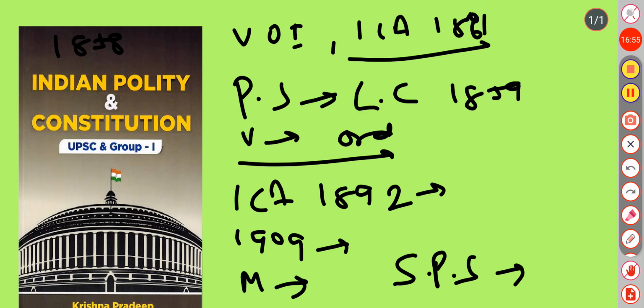So the governor general's prior sanction was required to introduce bills relating to certain matters, okay, and he had the power to veto or reserve for the consideration of the crown any bill passed by the Indian legislature, and he had the converse power of certifying any bill or any grant refused by the legislature, right? And last but not the least, he could make ordinances in case of emergency.